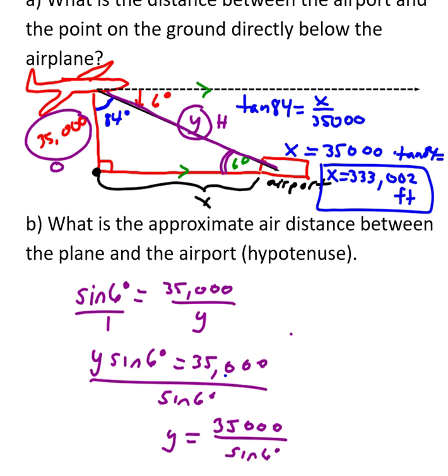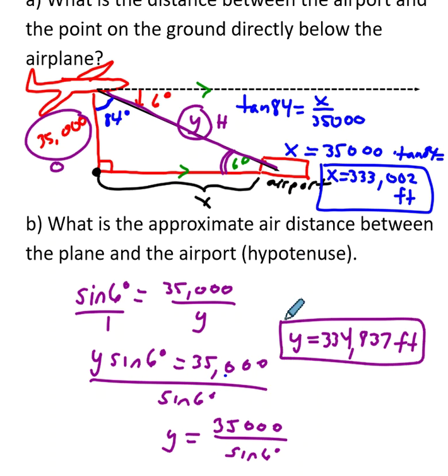So the distance that the plane actually has to travel, because it's going down along that slanted length, is further. The actual distance that it has to travel is 334,837 feet. I rounded to the nearest whole foot on these, but if you wanted to go to the tenths or the hundredths, that'd be okay. So let's take a look at another one.